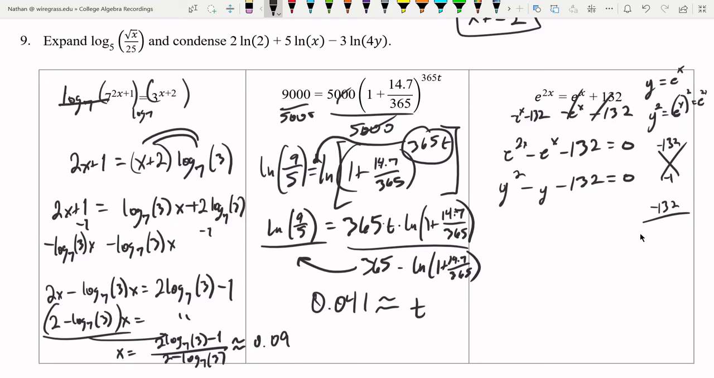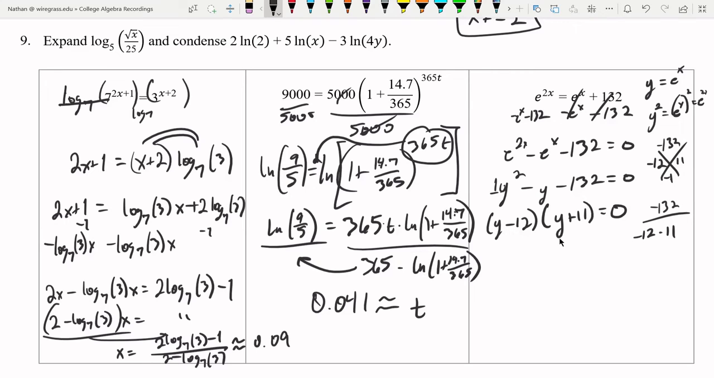I'm doing just a little bit of work. I can see that if I multiply negative 12 times 11, that's going to give me 132. And if I add it, I get negative 1. So those are my two numbers. And since a is 1 here, I can immediately factor it down into y minus 12, y plus 11.